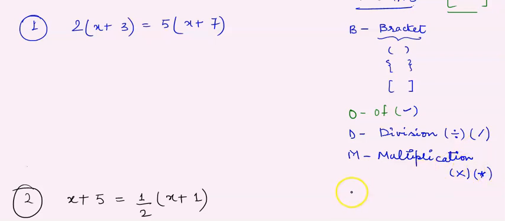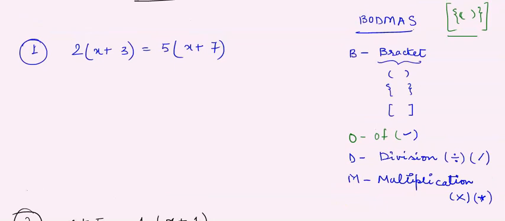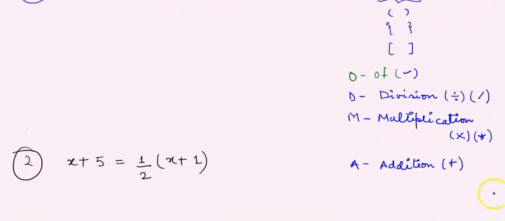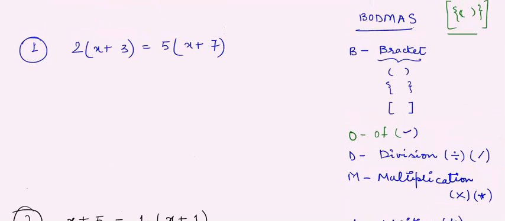So now what's next is A. A means addition. We know that is the plus sign, right? We know about addition. And then there's S, which is subtraction. Simply subtraction, that is the negative sign. Okay. So let's do the equation.